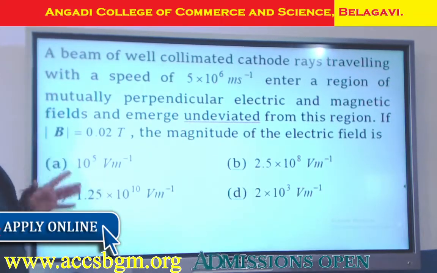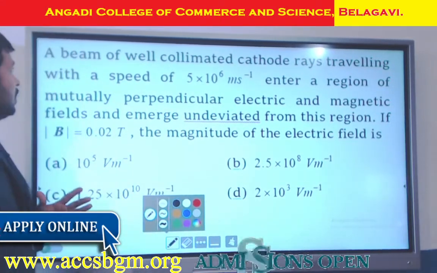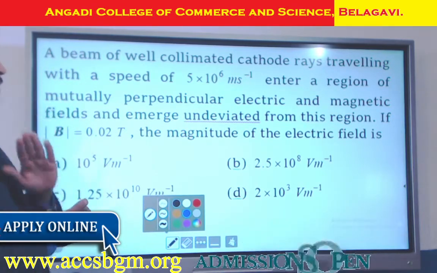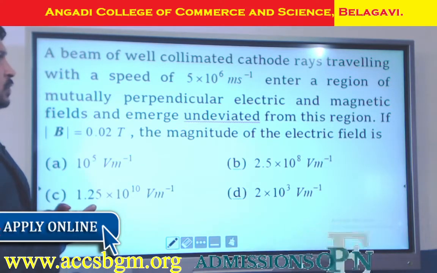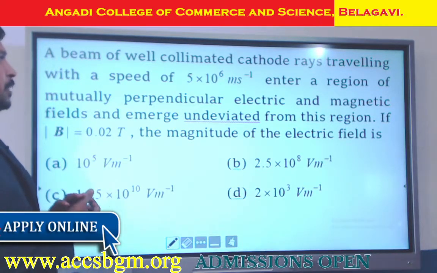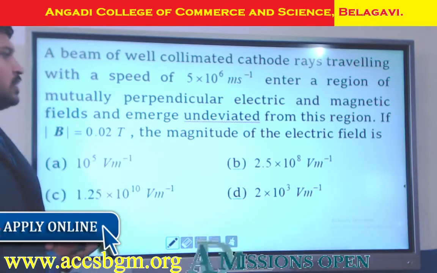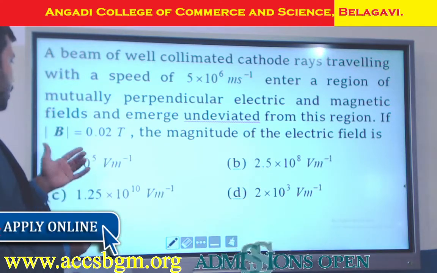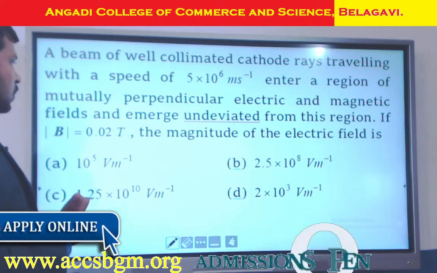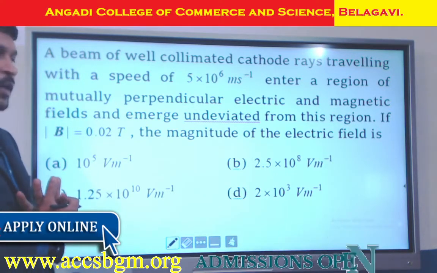Okay. And now, a beam of well-collimated cathode ray traveling with a speed of 5 into 10 to the power of 6 meter per second enters the region of mutually perpendicular electric and magnetic field, emerging undeviated from this region. If B equals 0.02 Tesla, the magnitude of electric field is... Okay, students.